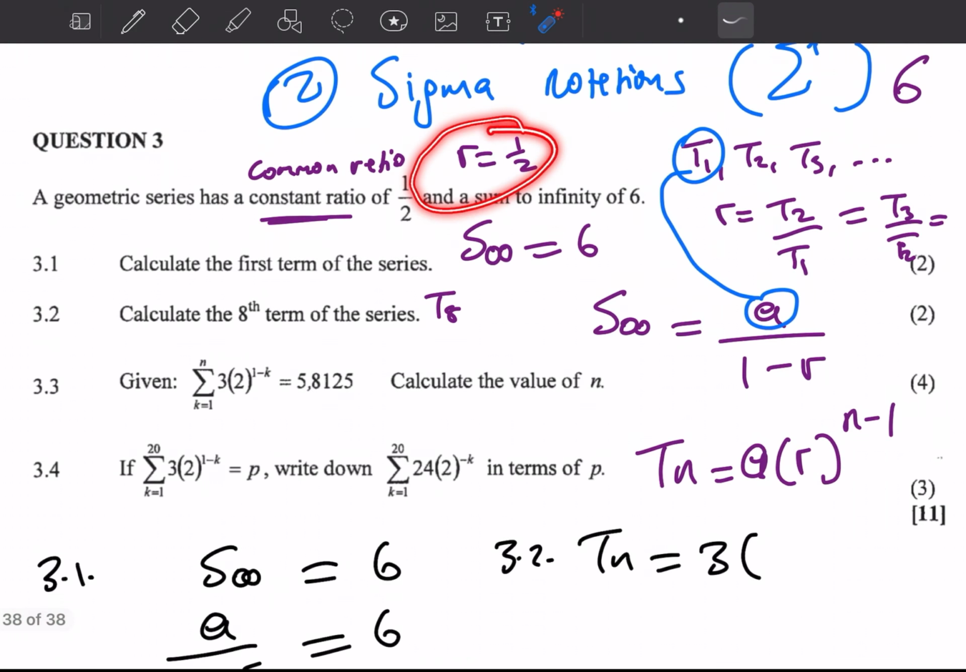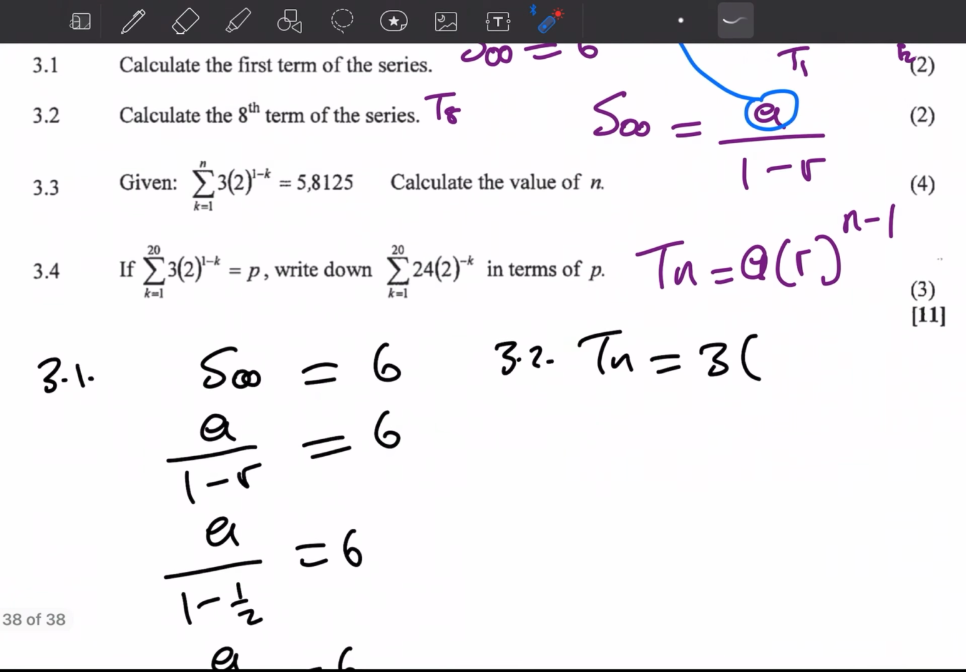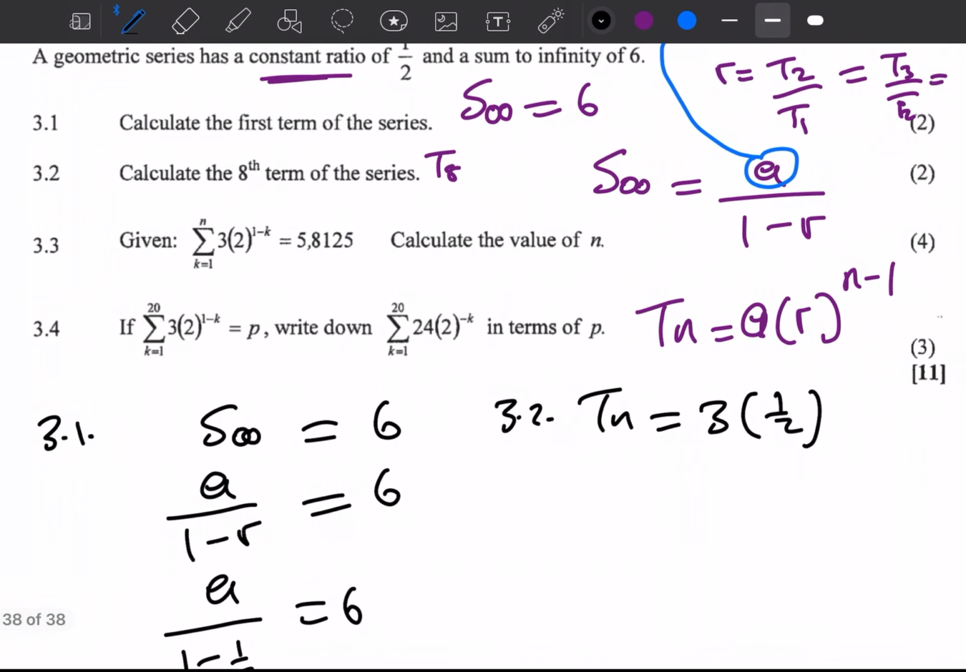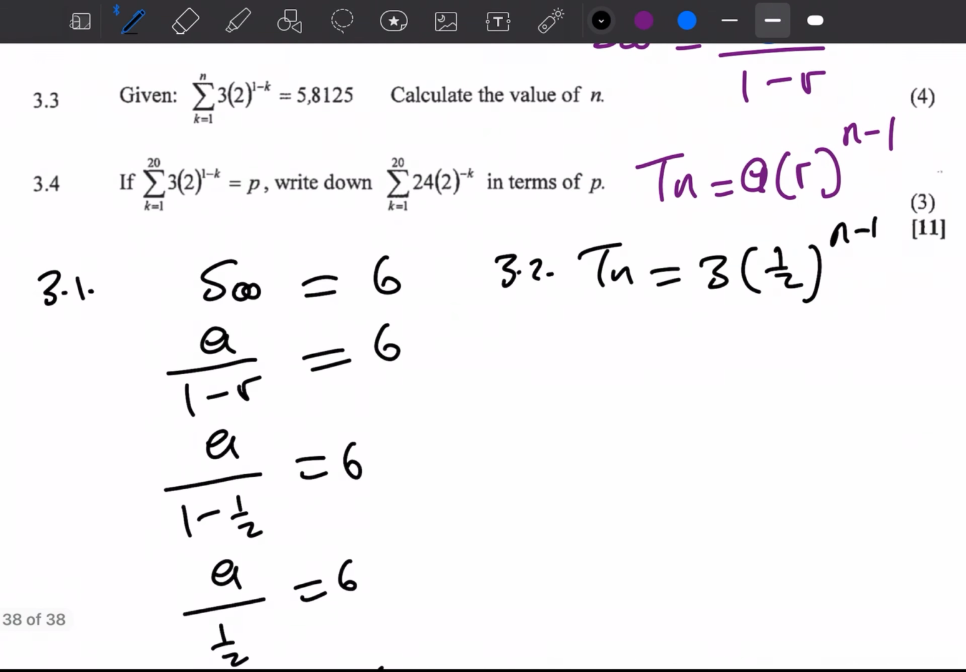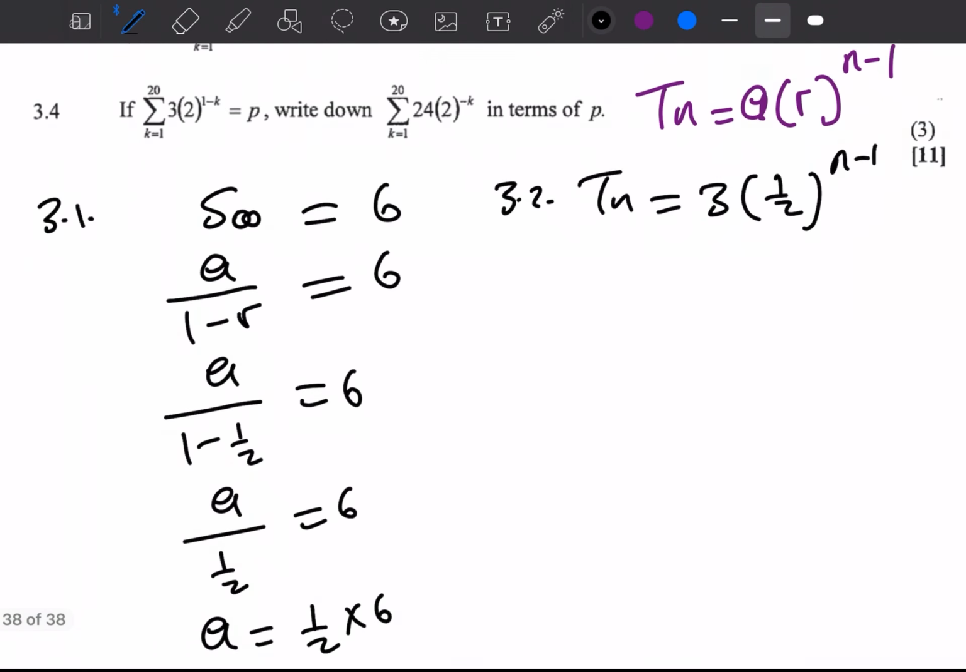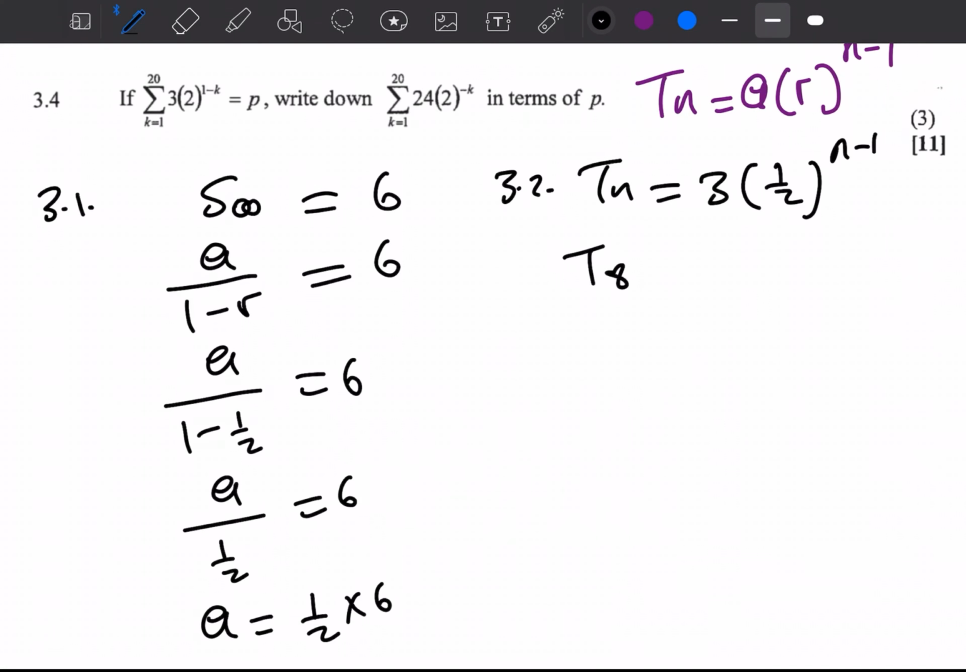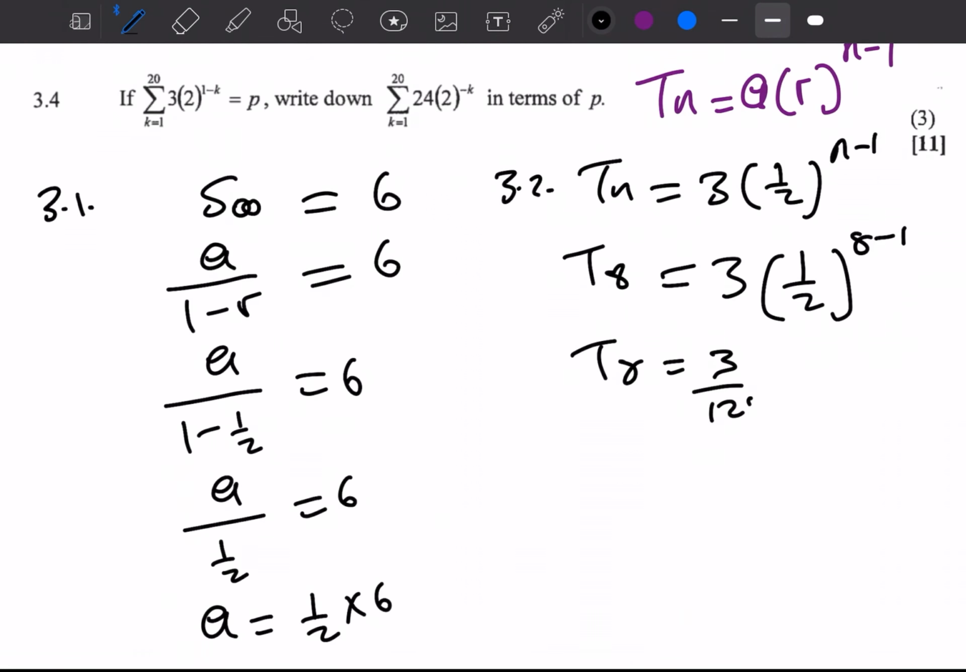R is the constant ratio, and we are given that r is half power n minus 1. Now what we are looking for, so this is the general term of this sequence. Now what are we looking for? We're looking for T8. So where it is n, you just put 8. So it's going to be 3 times half power 8 minus 1. Simple. And then you can just take your calculator, punch it, say 3 times 1 over 2 power 8 minus 1, and you're going to get 3 over 128. That is your eighth term.